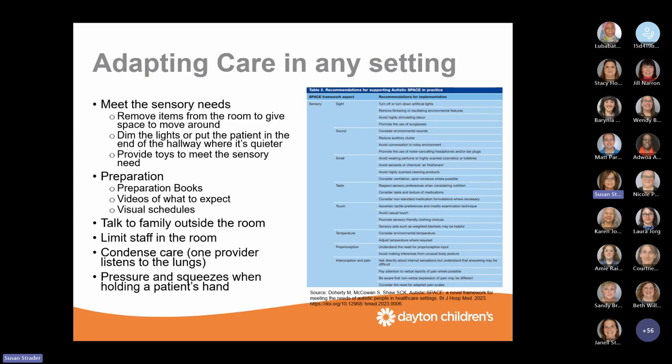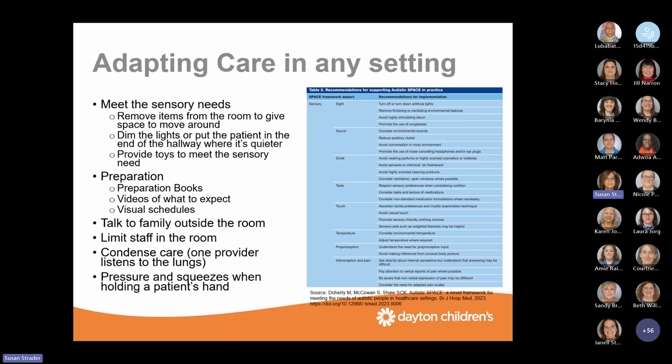Pressures and squeezes, that deep sensory input. If you're holding their hand so that they don't reach for something, you can provide rhythmic squeezes to provide that input while also making sure they don't reach for the nasal cannula or whatever you don't want them to reach for. Squeezes on the shoulders are helpful. I had a patient where for the whole exam, we put methodical rhythmic pressure on their shoulders and they remained still for the whole entire exam with that input.